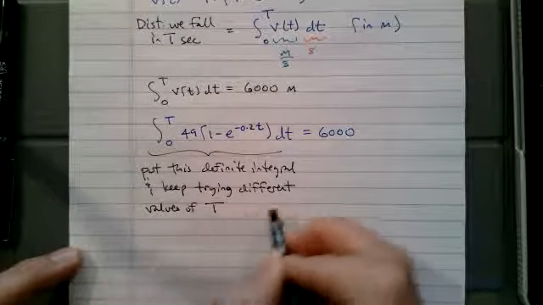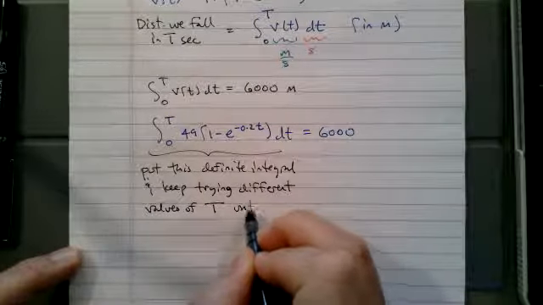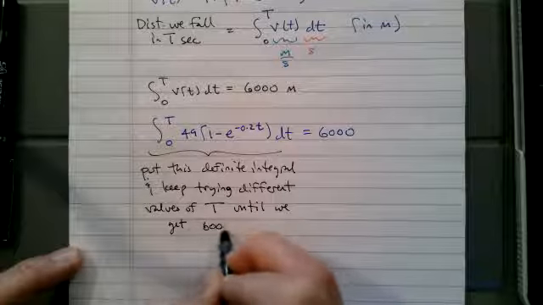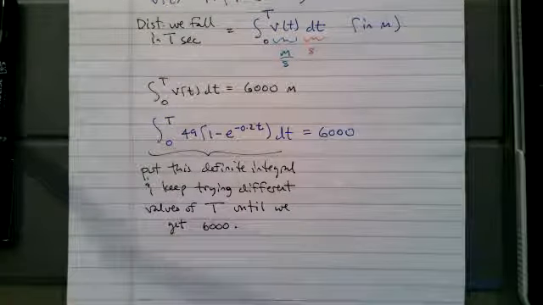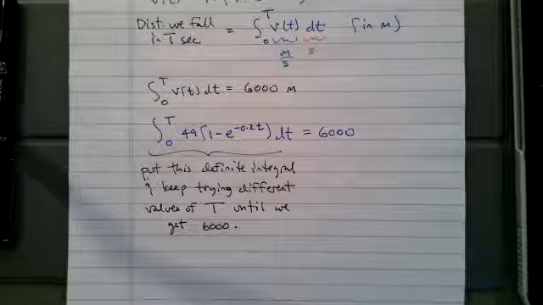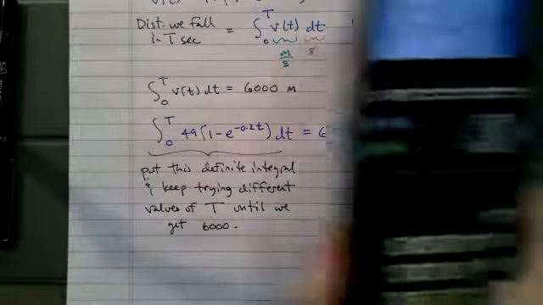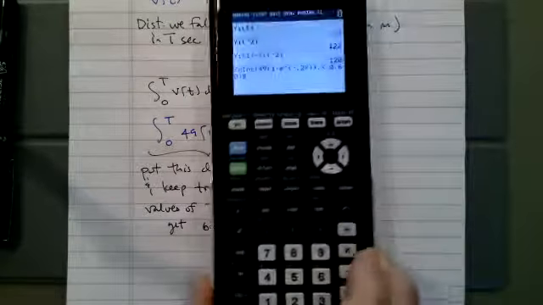Keep changing the capital T until we get 6,000. So that's going to be our strategy. We're just going to brute force this. We're going to do the main thing that we do in every new math problem. We guess. So how long will we fall in 1 minute?